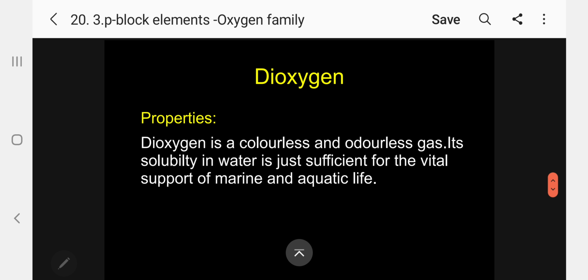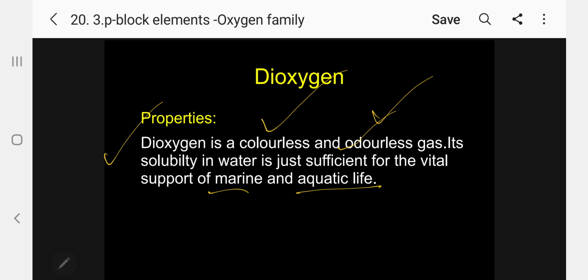Coming to properties, physical property. Dioxygen is a colorless and odorless gas. Its solubility in water is just sufficient for the vital support of marine and aquatic life. So without oxygen, living things, that is all human beings, will not survive.